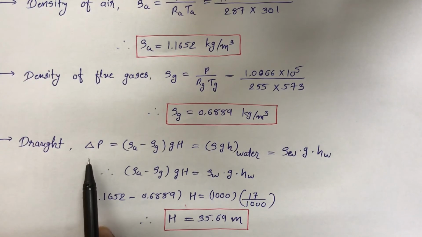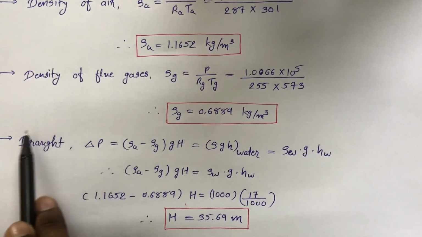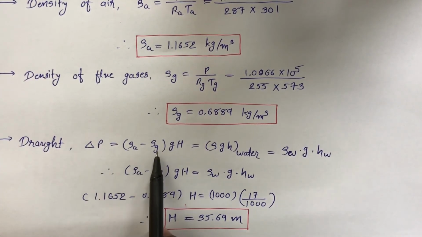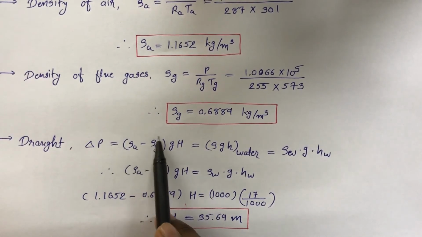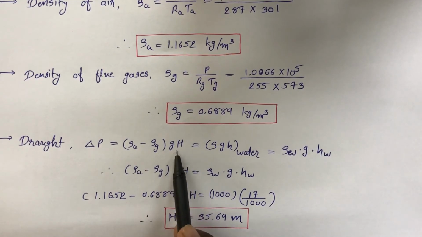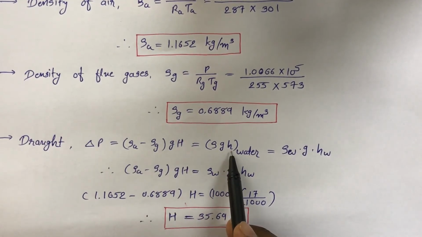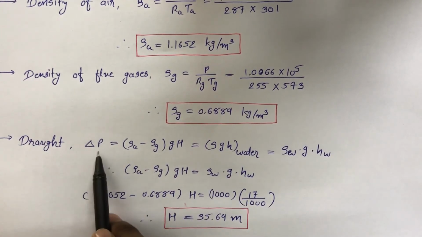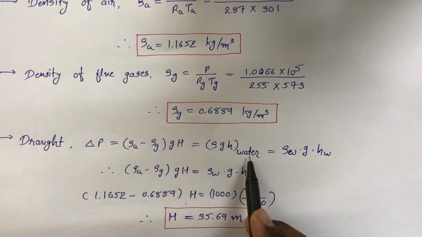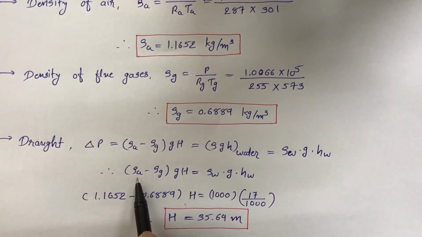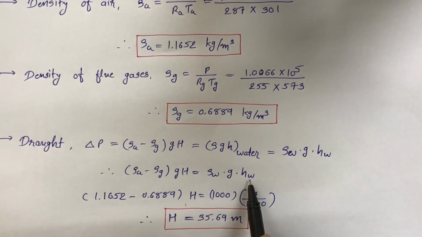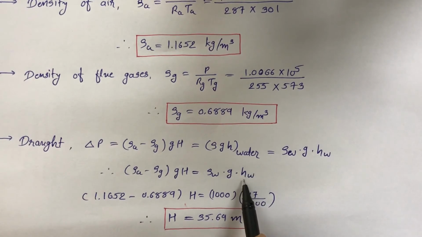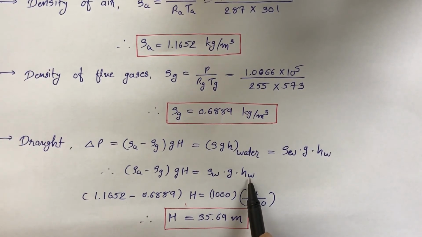We have the basic equation for finding draft. Delta P is equal to ρA minus ρg into GH. We have the value of ρA and ρg. H is unknown and we are given draft in terms of column of water. So you can equate delta P with ρgH for water. Equation will become ρA minus ρg into GH is equal to ρW into G into HW. HW is given to you, 17 mm of H2O.